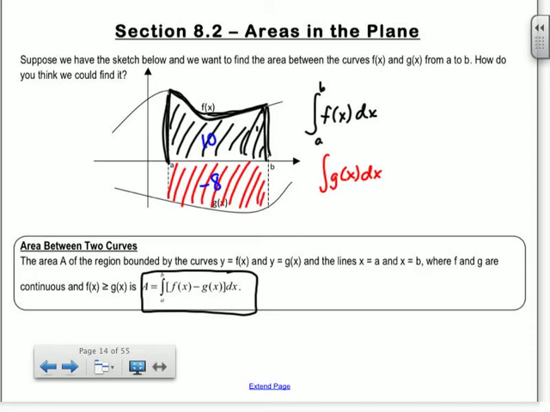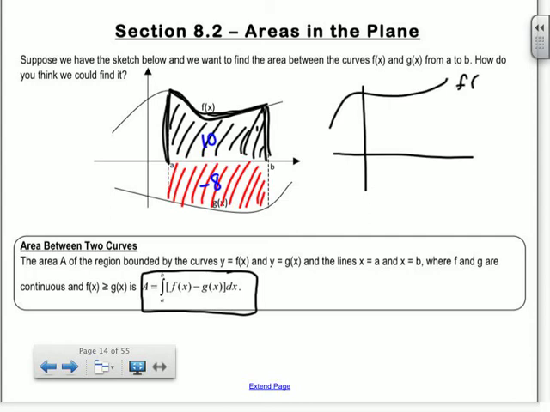Okay, now the same thing happens. I mean, g of x doesn't have to be below the axis at all. If I had f of x here and I had g of x here, and I want to find the area between the two curves from A to B, think about how that would be. So if I just did the integral of f of x from A to B, that would be the green part plus that part below it, right? All the way to the axis. Okay, but if I want just the green part, I need to subtract out the integral of g of x.